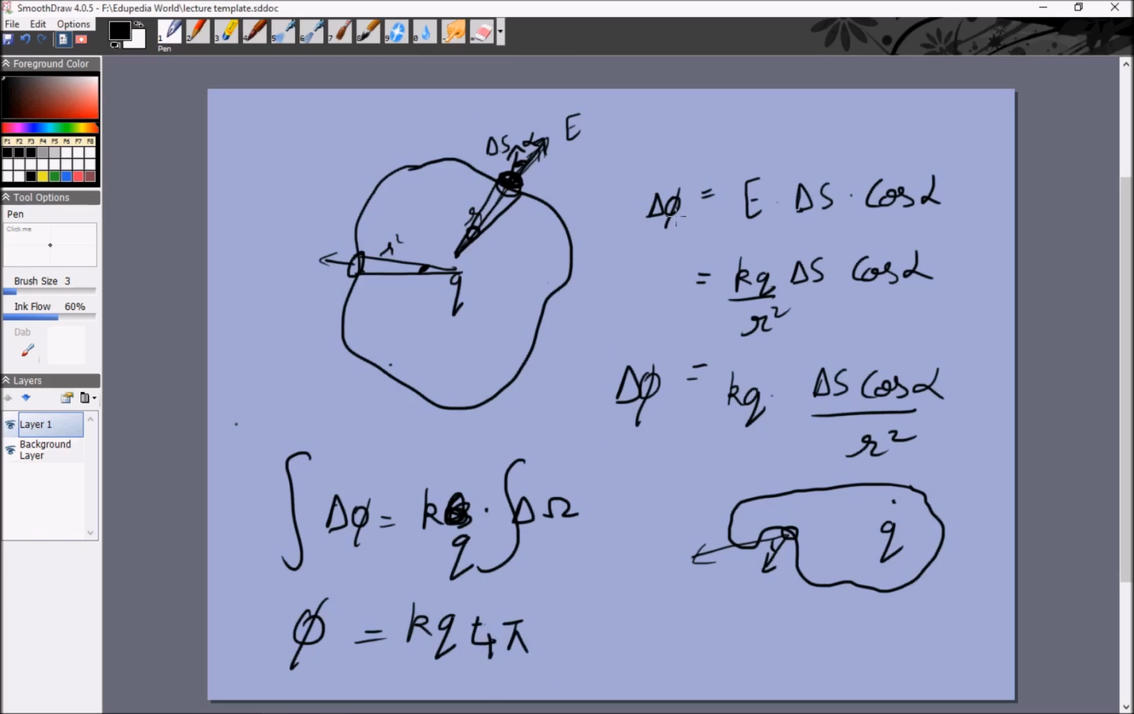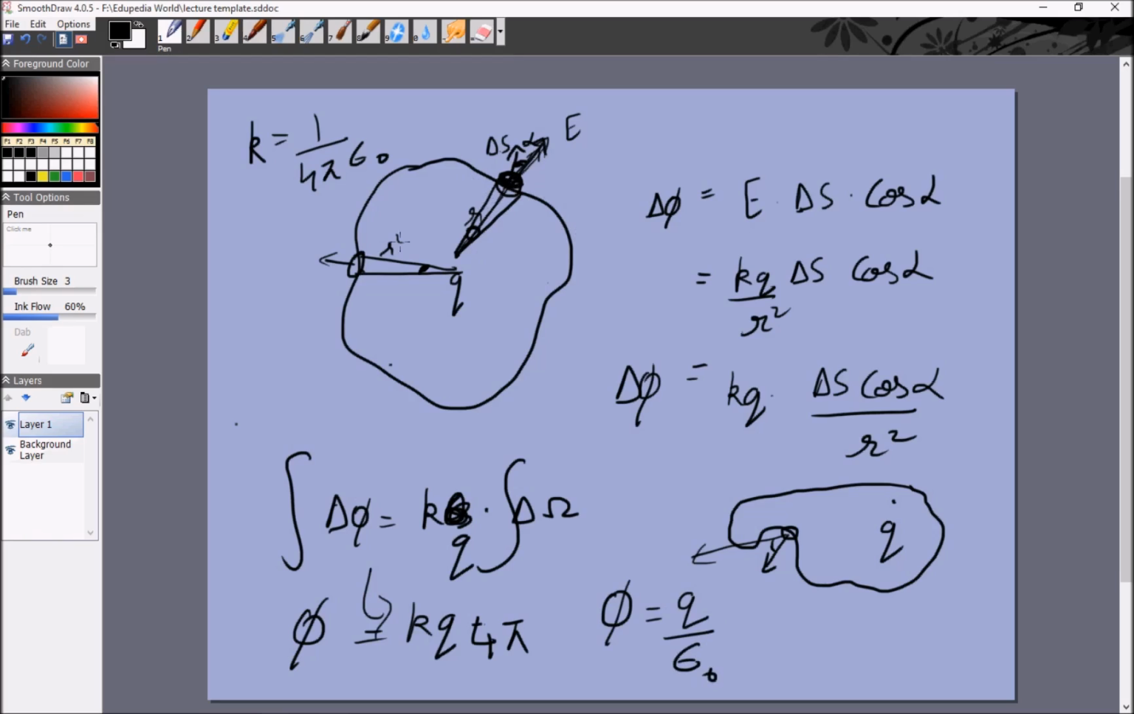Now remember, we had two separate constants, k and epsilon naught, which were related by k is equal to 1 by 4 pi epsilon naught. So if you substitute that value here, 1 by 4 pi epsilon naught, you will get phi is equal to q by epsilon naught, right? I'll repeat this once more because this is important.